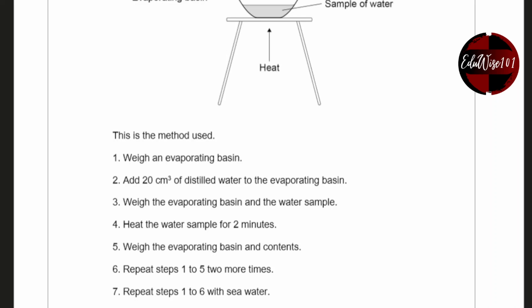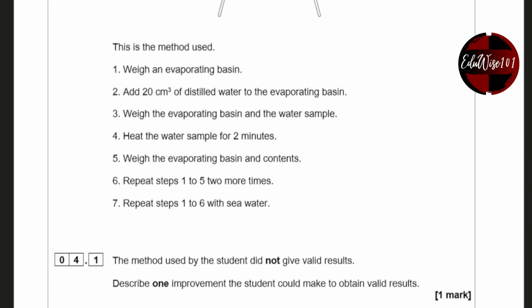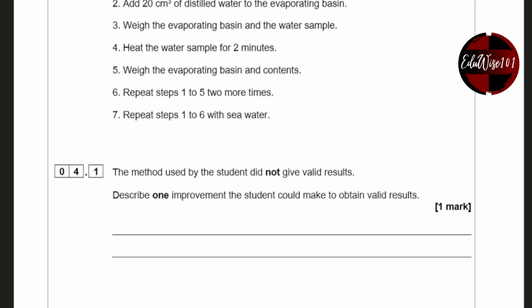So they're evaporating the water, heating it for 2 minutes, and then measuring the contents. The method used by the student did not give valid results. Describe one improvement the student could make to obtain valid results.